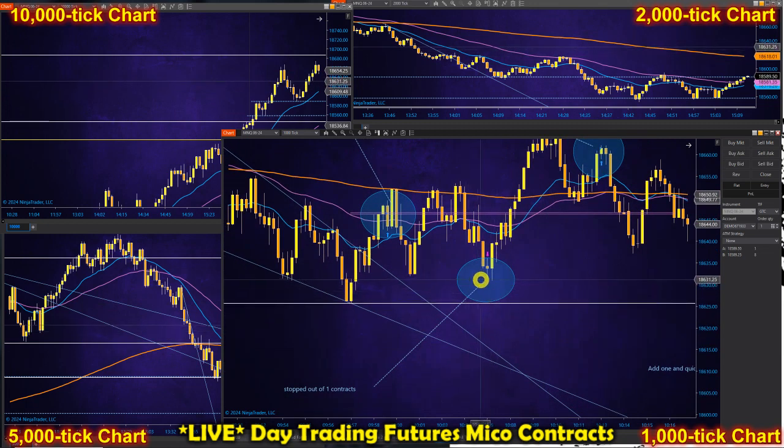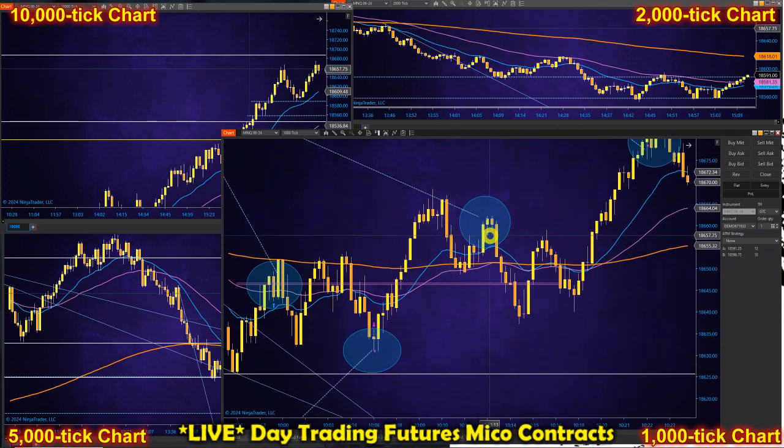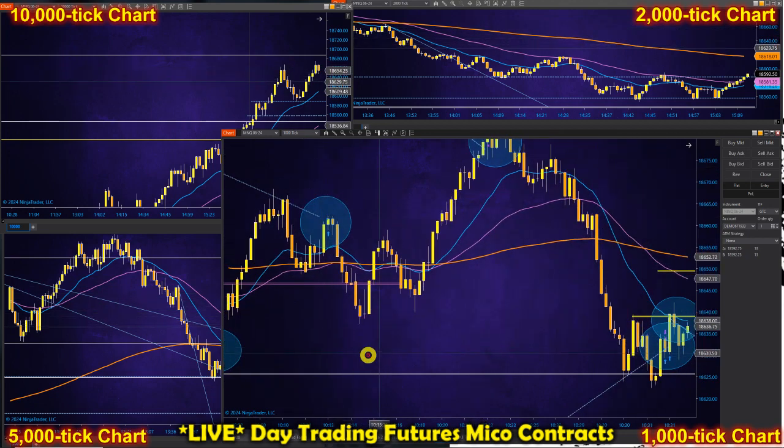I got out right on one tick. It ticked me out of one of my positions, and then I was still long one. And I added another one right here to get back into two, right? And then I started scaling out.